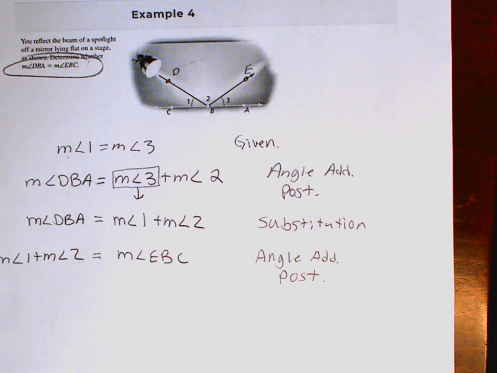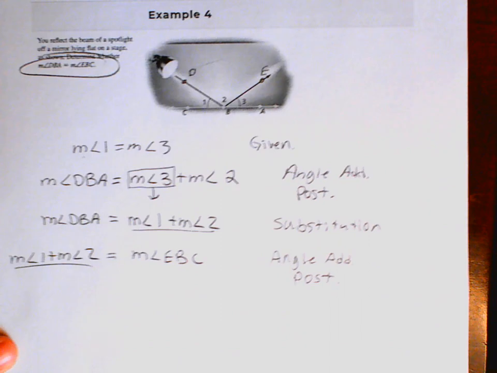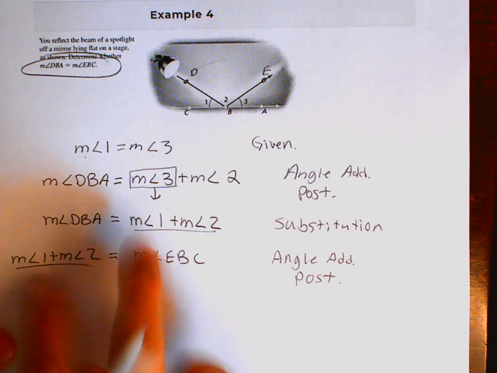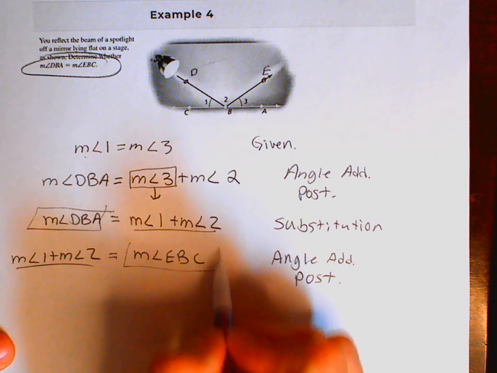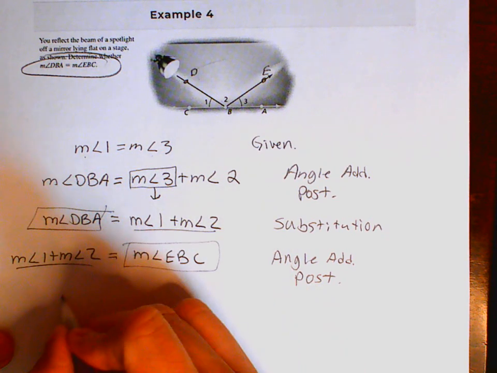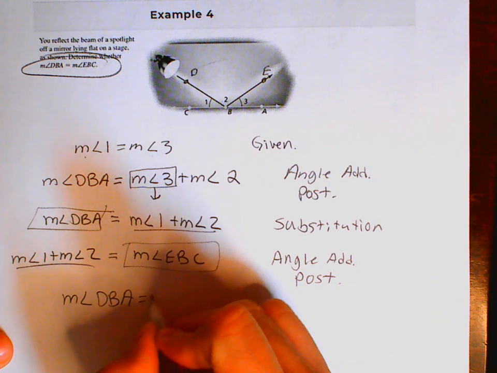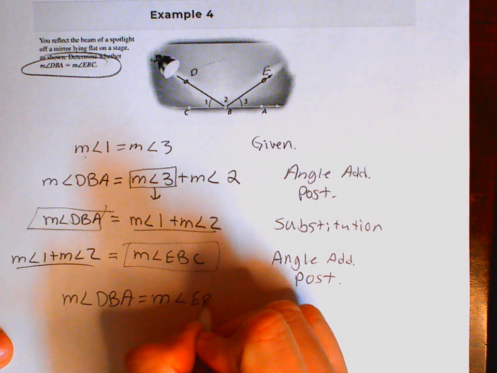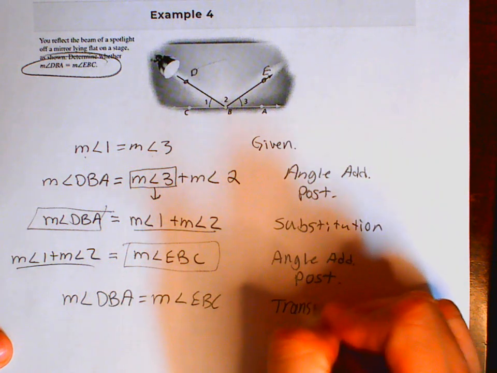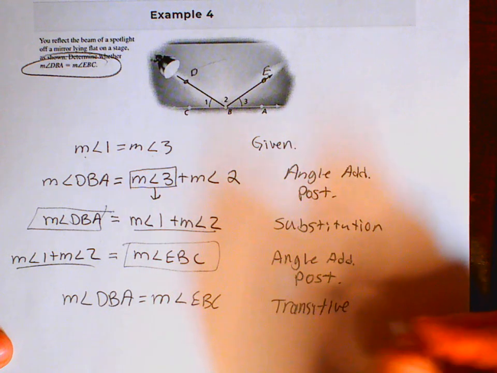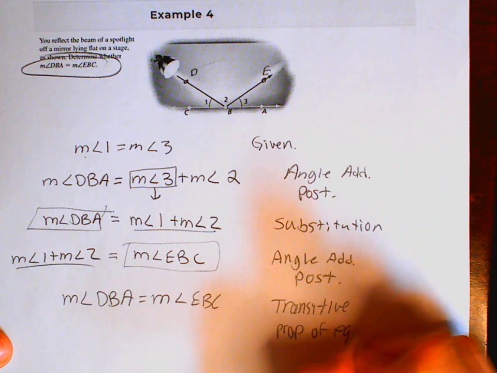Now, here's the interesting thing. Do you see how this and this, they're the same thing? So if these two are equal, then that would make this and this equal to each other. So the measure of angle DBA equals the measure of angle EBC. And this is called the transitive property of equality.